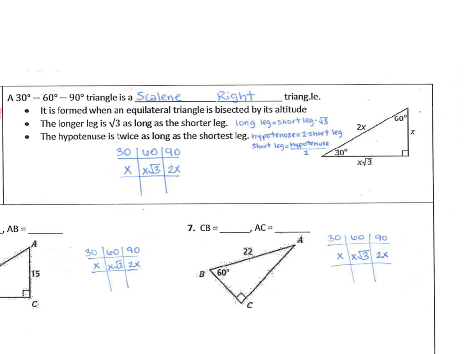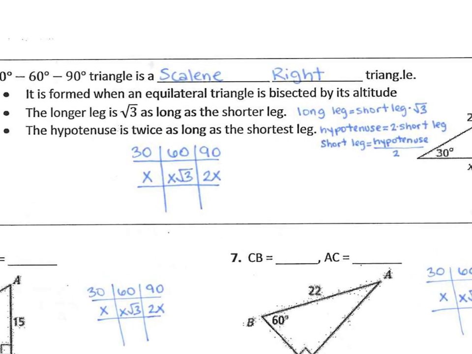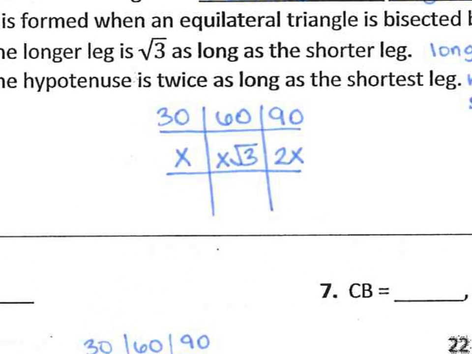The pattern is across from the 30 is x. Across from the 60 is x square root of 3. Across from the 90 is 2x. So our tic-tac-toe board changes. Notice now we're using different angles. So these again are my angles. So the side ratios or the pattern and then the side answers are going to be slightly different, but it works exactly the same. Can we try some with this new pattern?